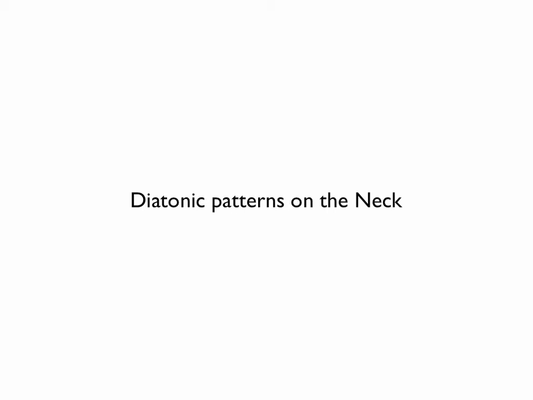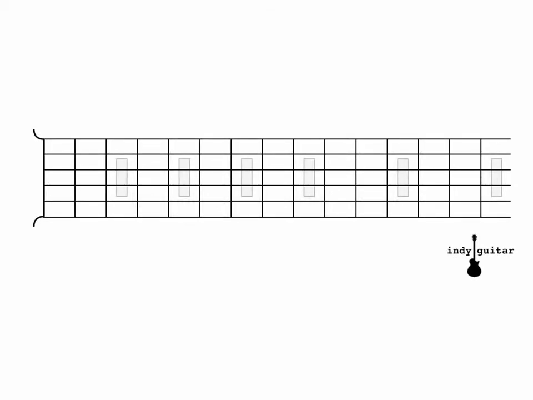Here's a slideshow showing the patterns on the neck, diatonic patterns. Here's the empty neck. By diatonic, I mean in the same key together. We're going to start with the key of C because it has all white notes and it's the place we need to start. Here's a C note.